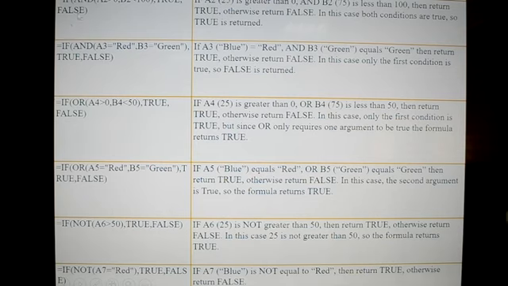So these are formulas, all formulas which were shown, and here is the description. If A2 25 is greater than 0 and B2 75 is less than 100, then return true.